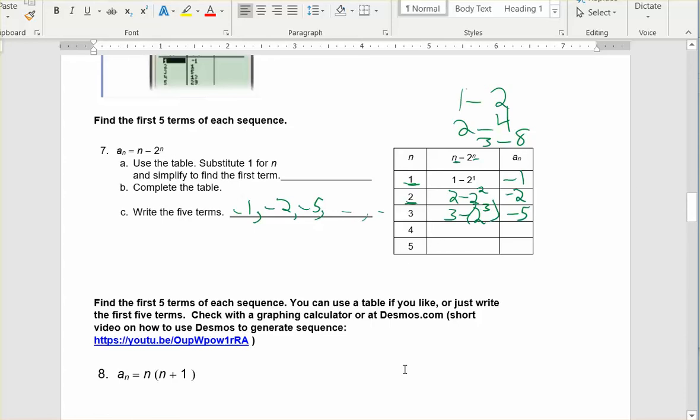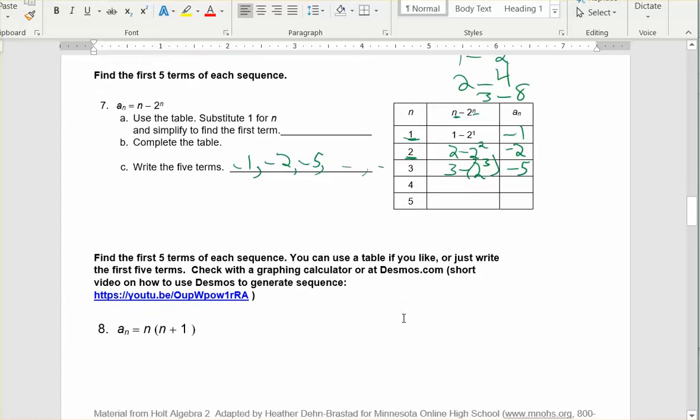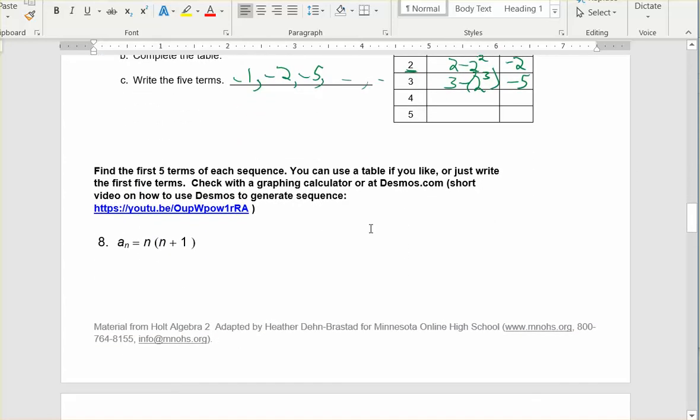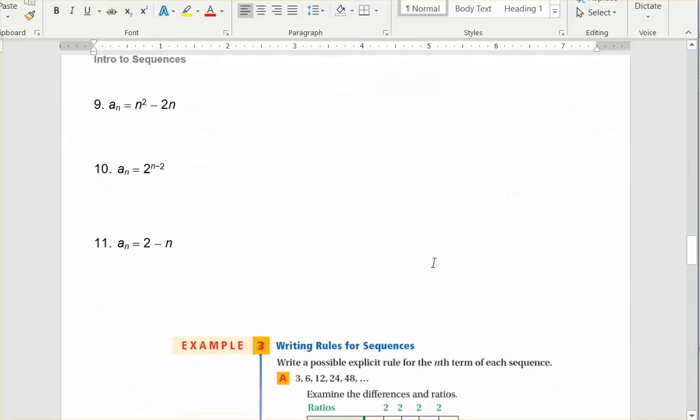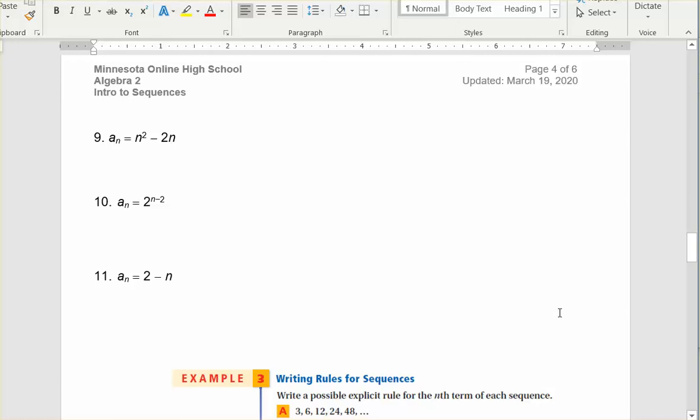Alright, so you're going to use the explicit rule that's given to you in order to do these. You can also use Desmos to generate a sequence, and there's a short video here showing how to do that if you want to give that a try. That's optional. Let's look at the explicit rule for number 10.